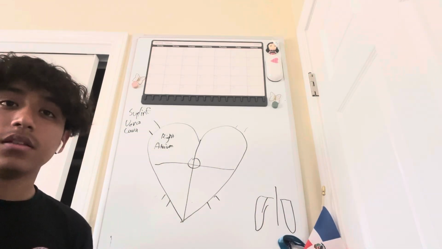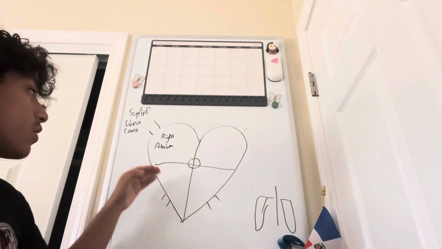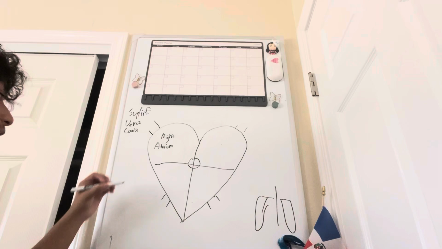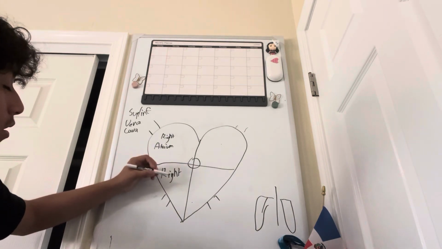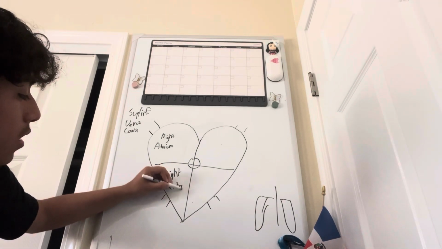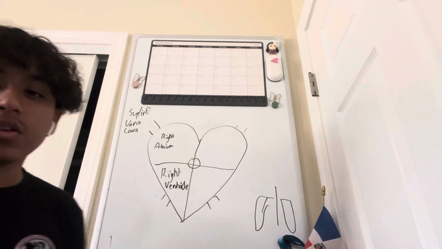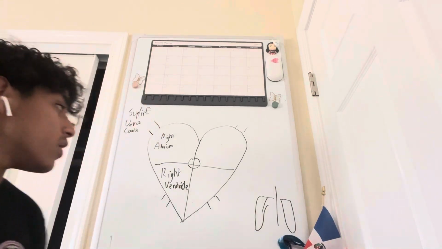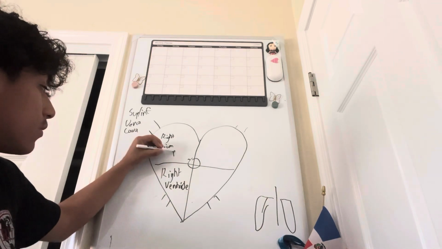Now, after that, we have to go down to what is also known as the right ventricle, but there is a valve called the tricuspid valve, which is basically this, which connects. This is the tricuspid valve here.